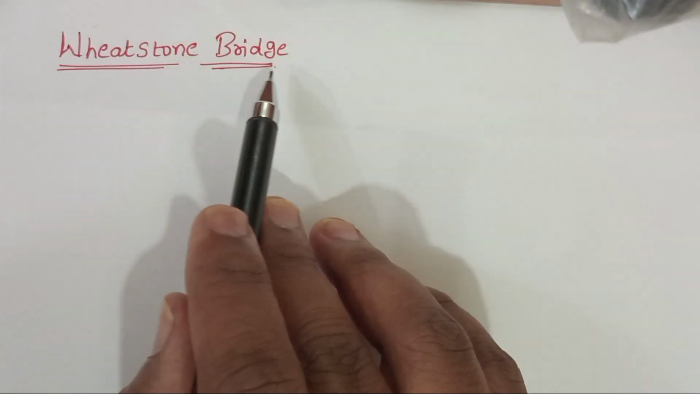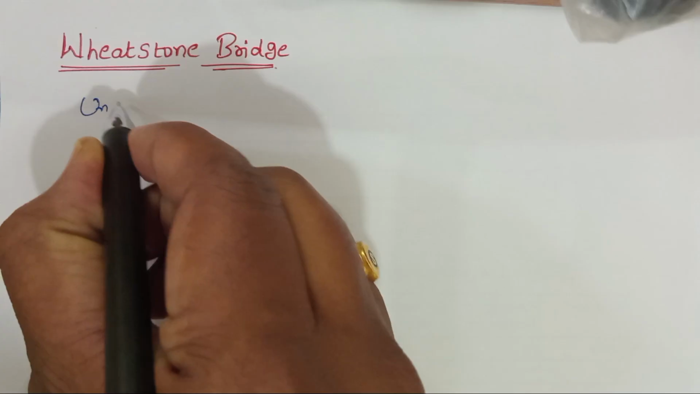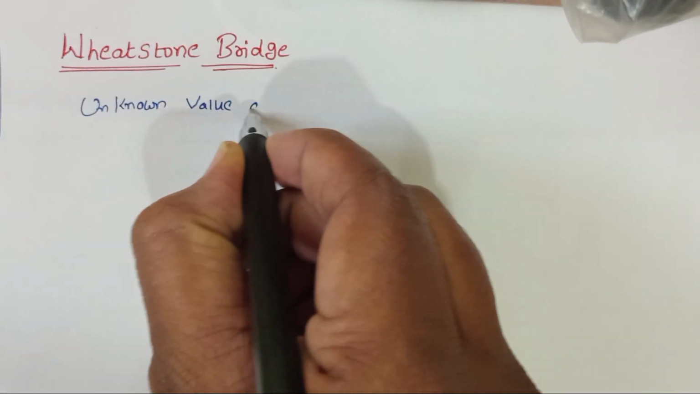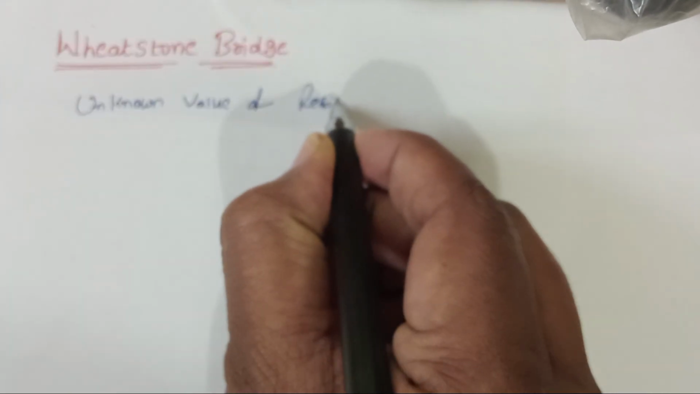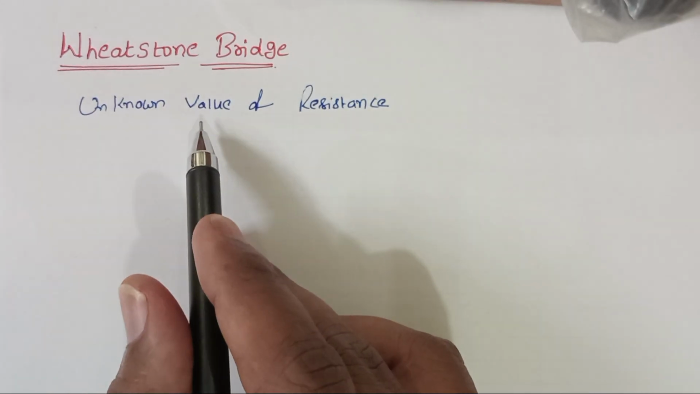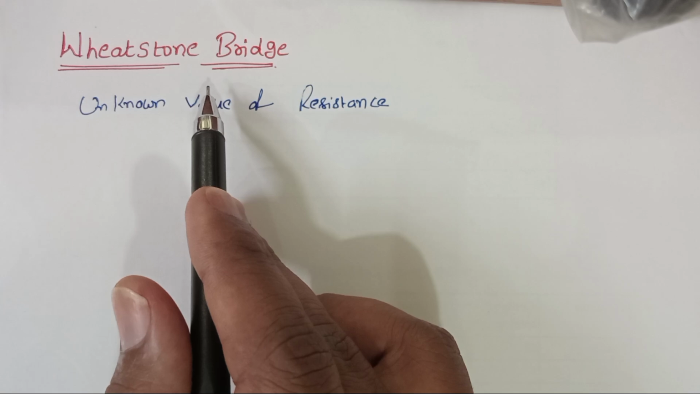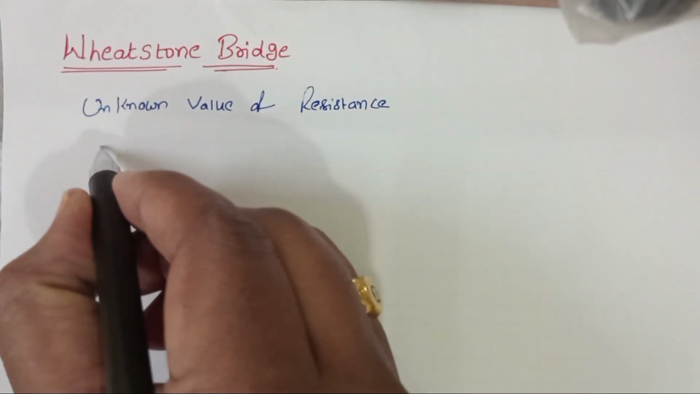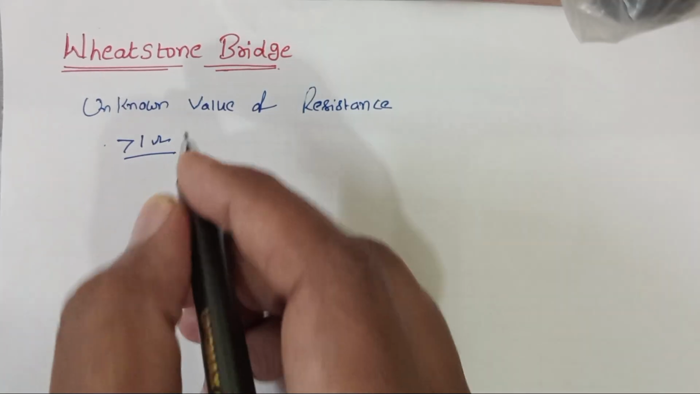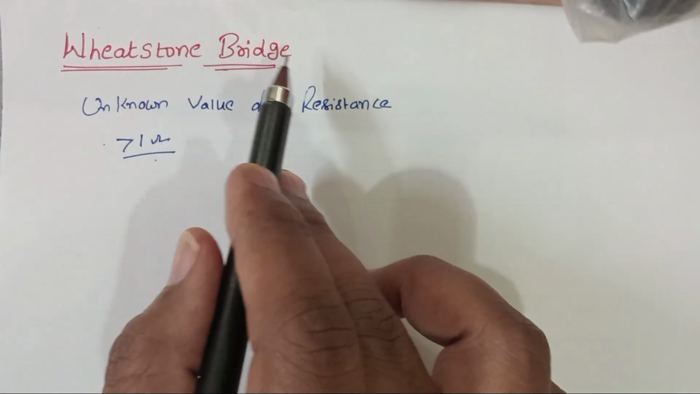Good morning, students. Mainly, this Wheatstone bridge is used to measure the unknown value of resistance. This is the purpose of this Wheatstone bridge. It can measure a resistance value of greater than 1 ohm. That means resistance greater than one ohm can be found by using this Wheatstone bridge.